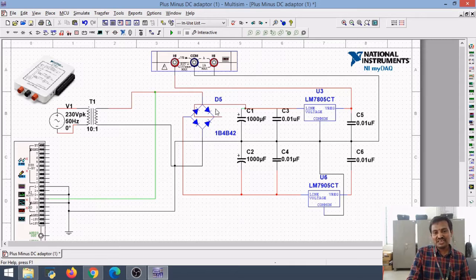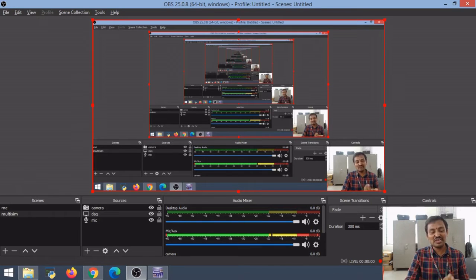Whatever input comes from the bridge rectifier will be filtered by the filter circuit, where we get pure DC. That will be given to the voltage regulator, so that the voltage regulator will make sure the output is constant. How to connect this using the myDAQ, we will see.